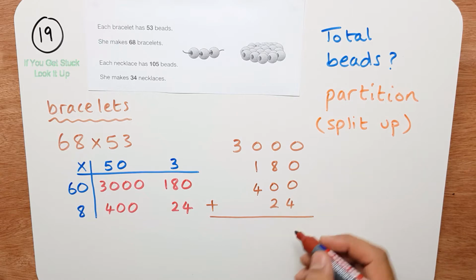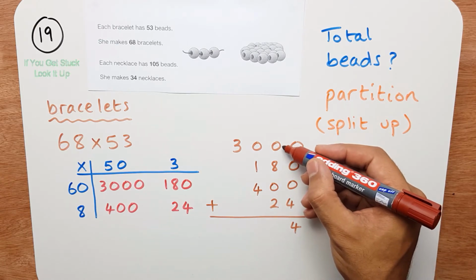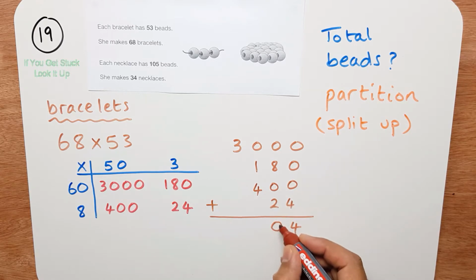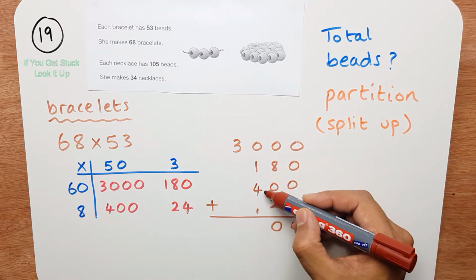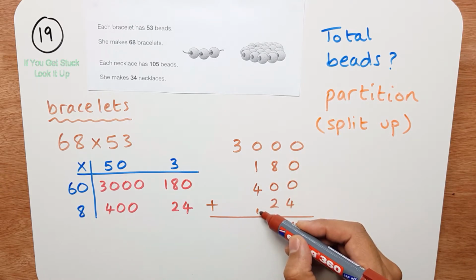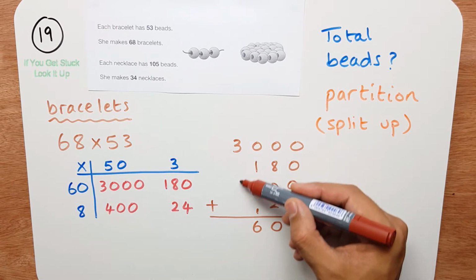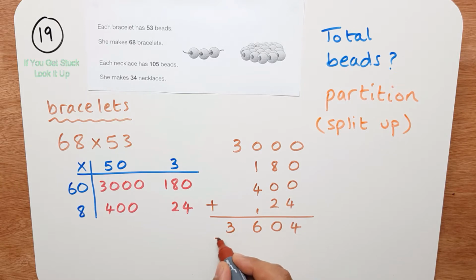The first column is 4. 8 add 2 is 10. So I put the 0 down and I carry the 1 over. 1 plus 4 is 5, plus this 1 is 6. So I'll put 6 here. And finally in the last column, it's simply 3. So this is our number, and as before, 1, 2, 3, comma. So this here is our thousands, so it's 3,604.